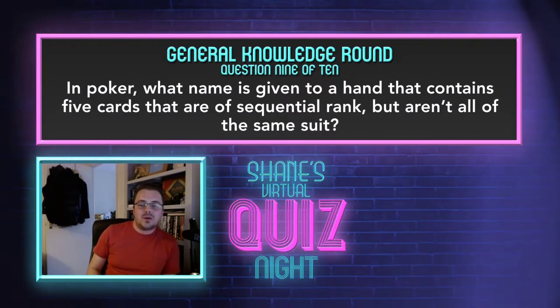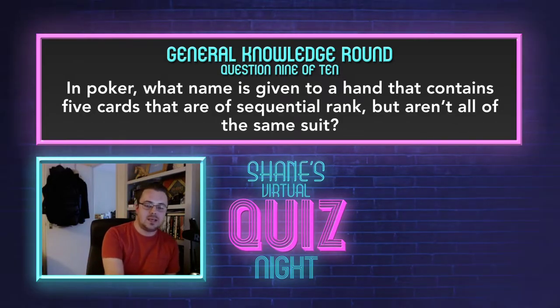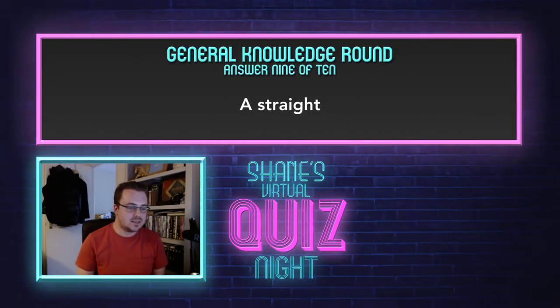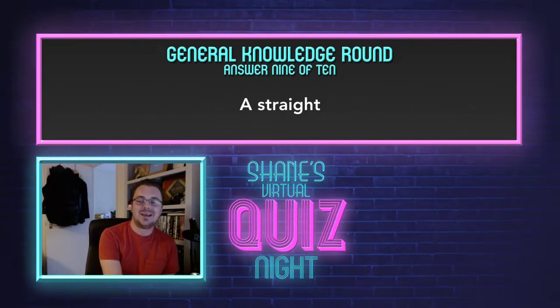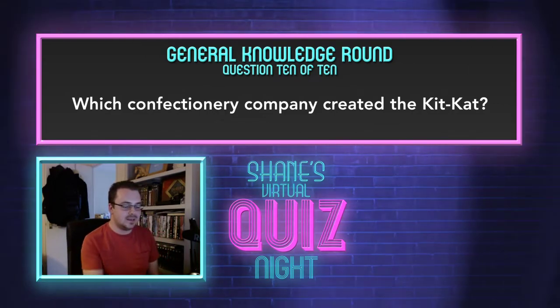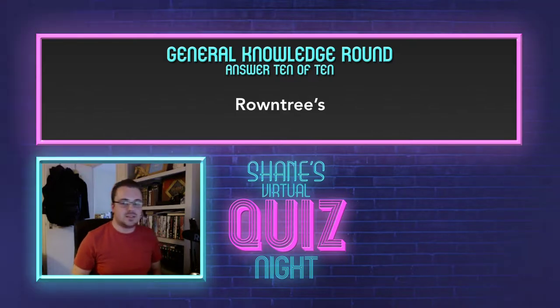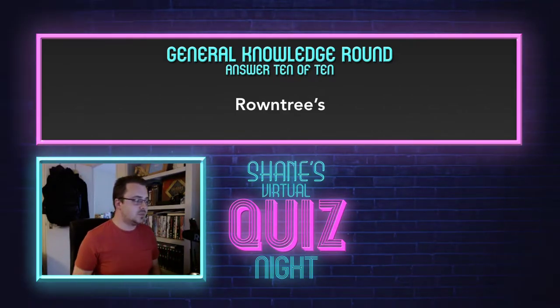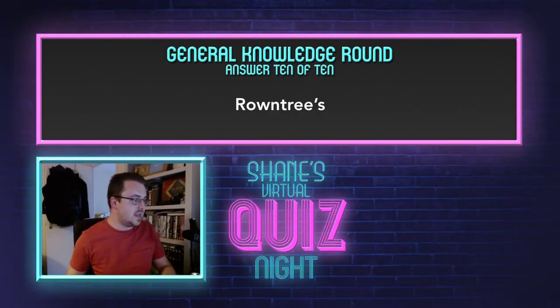Question nine. In poker, the name given to a hand that contains five cards of sequential rank but aren't all of the same suit. It is a straight. And your last question, the confectionery company that created the Kit Kat, it was Rowntree's. Rowntree's created the Kit Kat. So it is out of 10, so your current score will be out of 10.